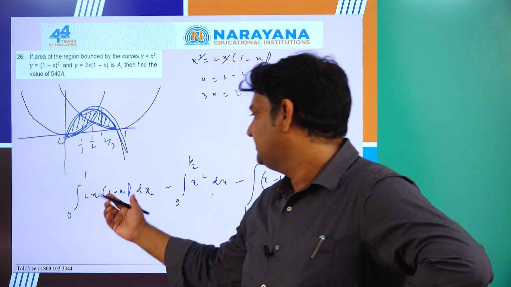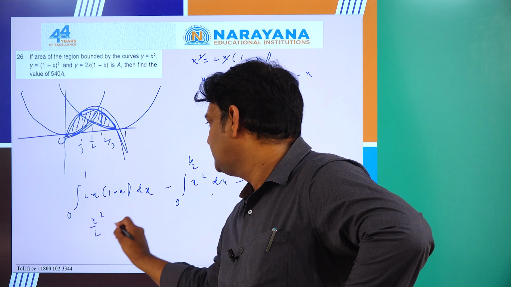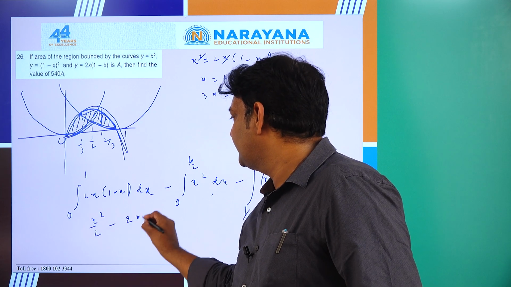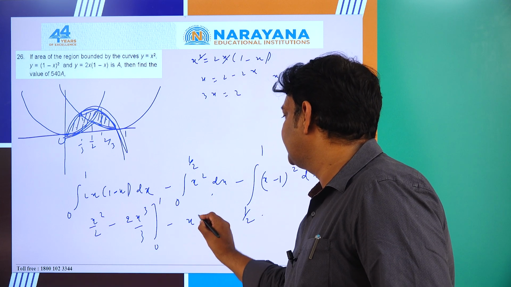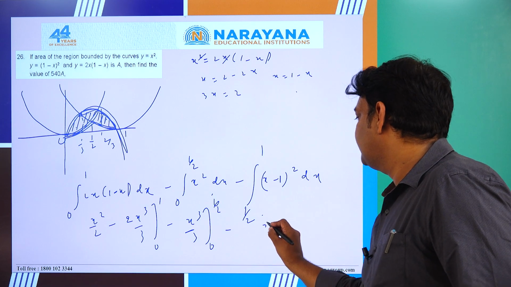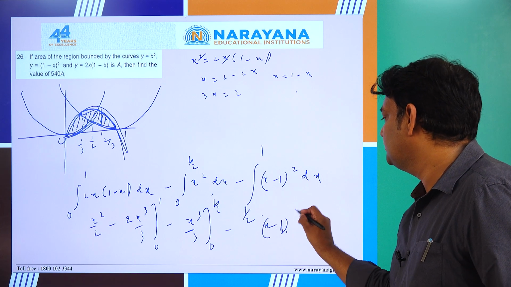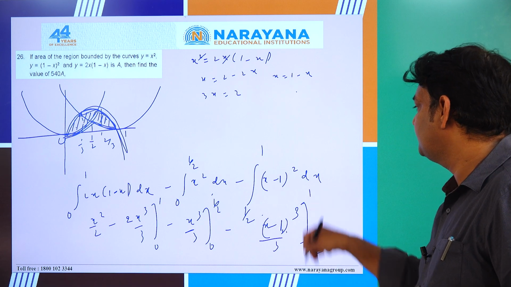The integration part is quite simple. Integral of 2x is x square by 2 minus 2x square, that is 2x cube by 3, from 0 to 1, minus x cube by 3 from 0 to 1 by 2, minus (x minus 1) whole cube by 3 from 1 by 2 to 1.